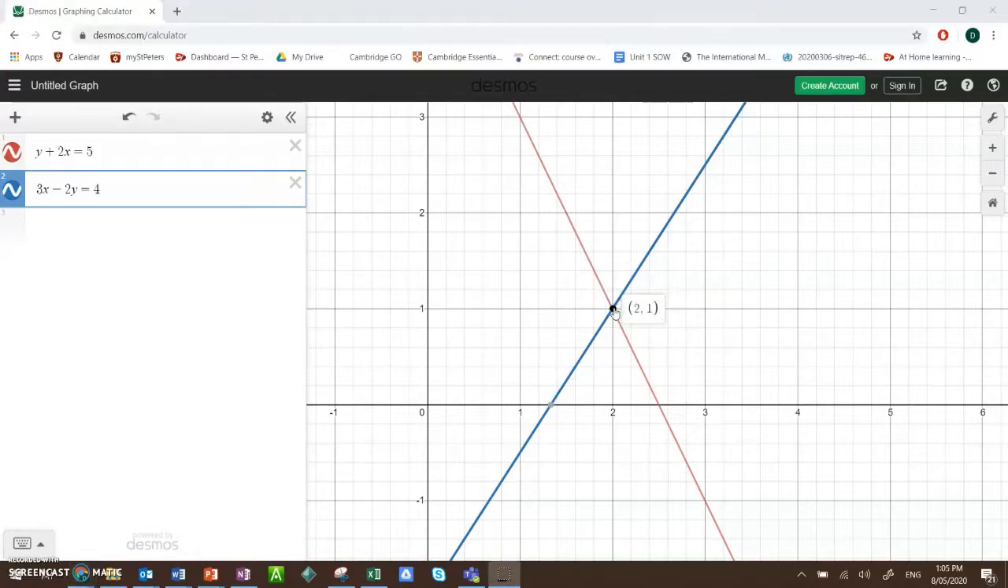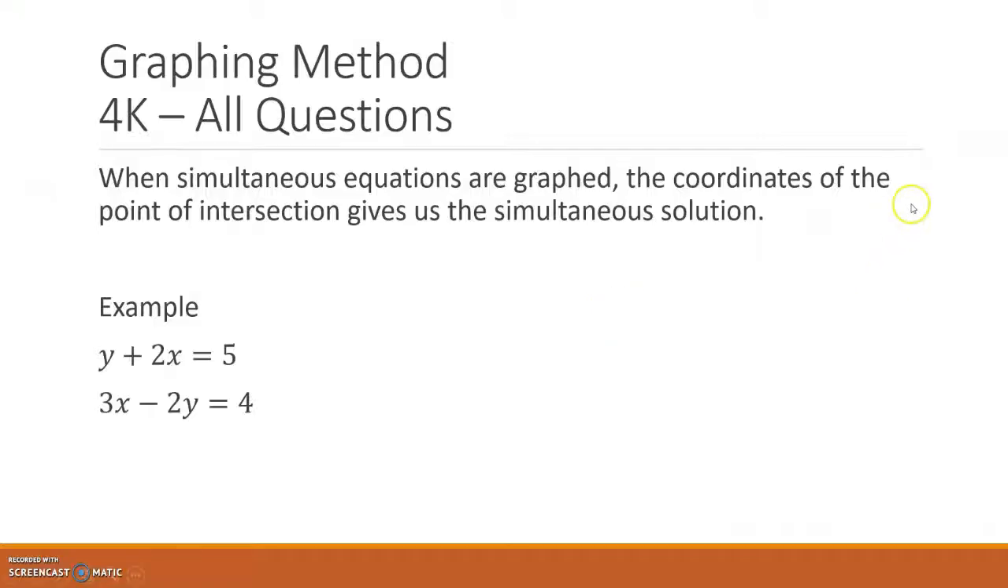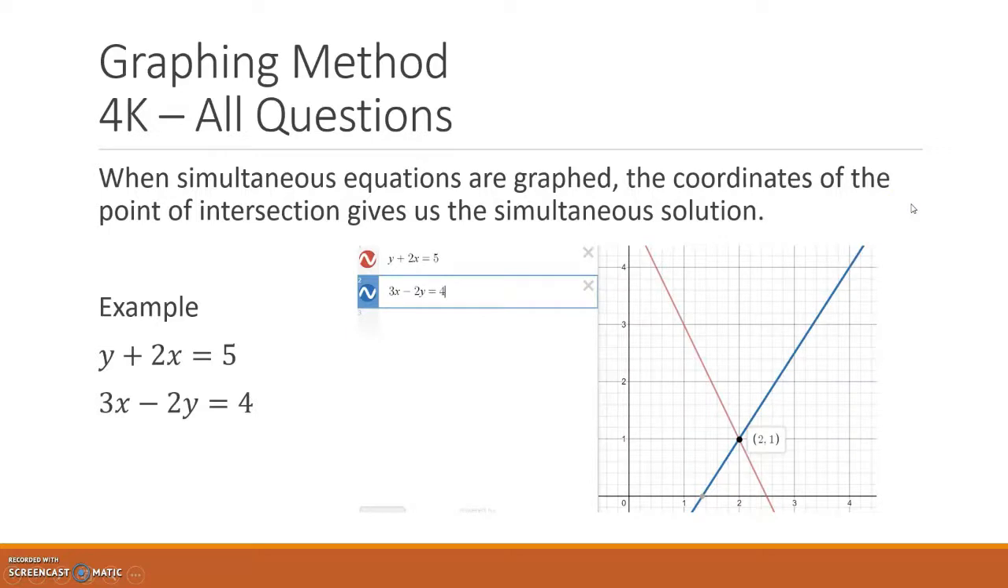So what that means for us, if we go back to our slideshow here, is they intersect at the point 2, 1 there. Therefore, x equals 2 and y equals 1 is the simultaneous solution for those two graphs, or for those two equations. Now, when you're doing these textbook questions in exercise 4K, you're welcome to use Desmos to answer every single question. However, you should definitely keep in mind that in an exam situation, you don't have access to Desmos.